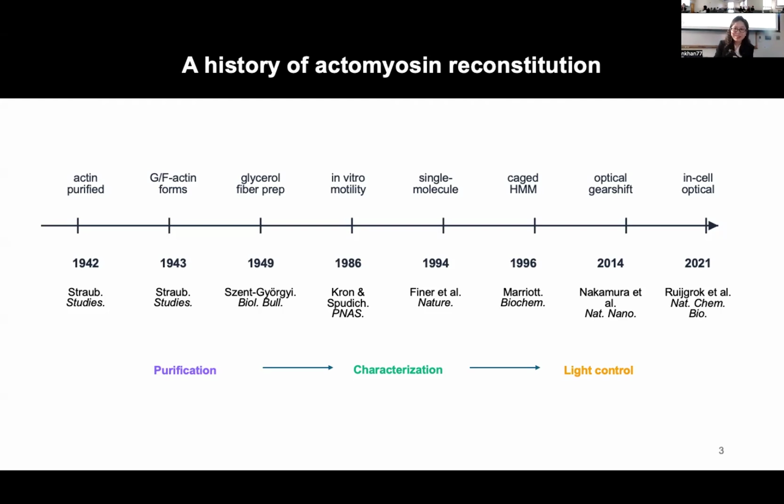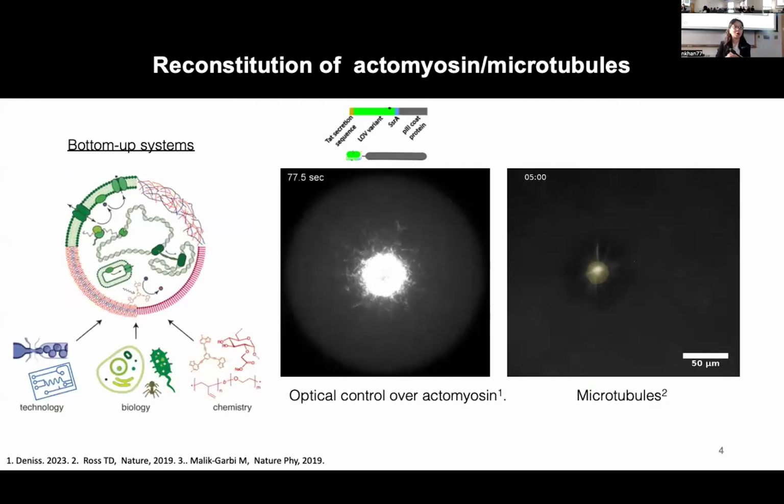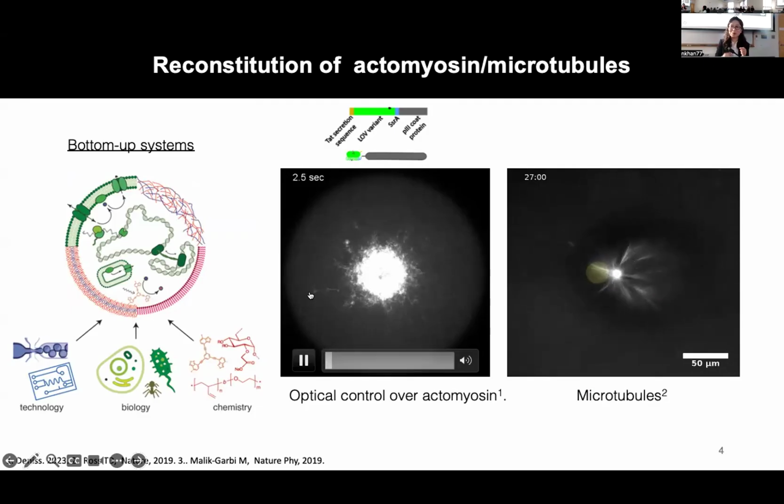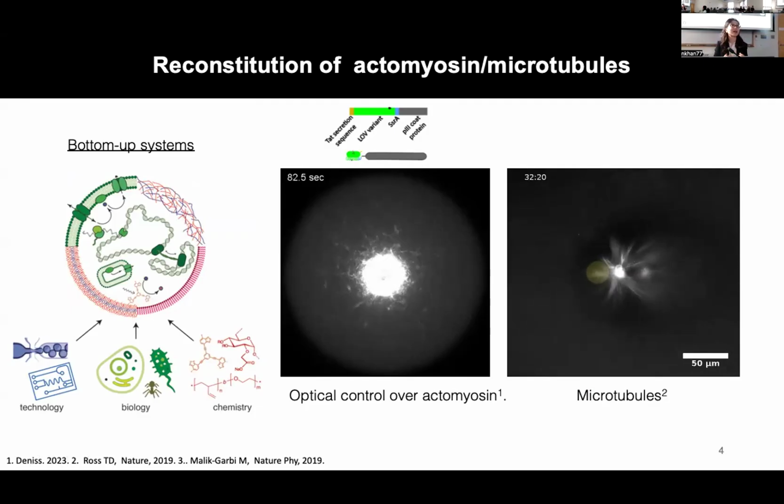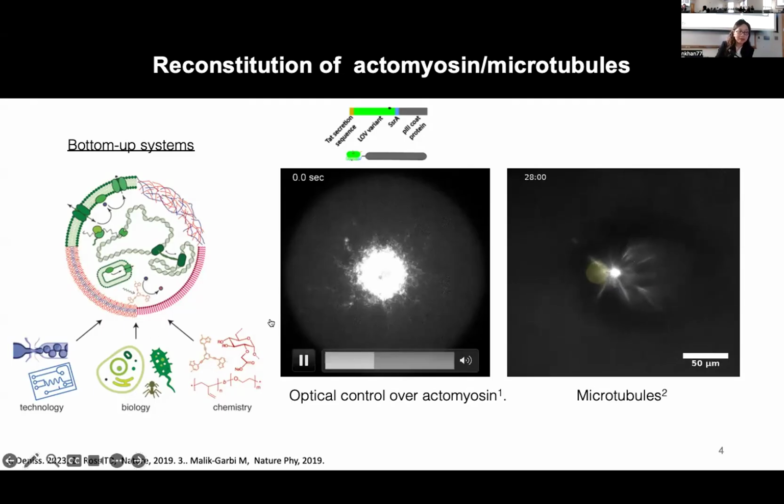I want to give an example and elaborate a little bit more on this bottom-up system. What I mean is that people say we can only understand what we can build. So they want to know the essential or minimum components to make a cell function and keep the cell functioning normally. And I'd like to give an example.